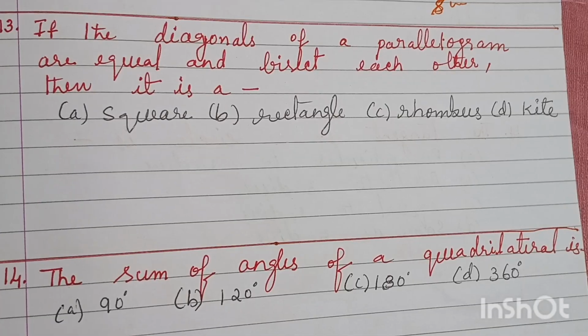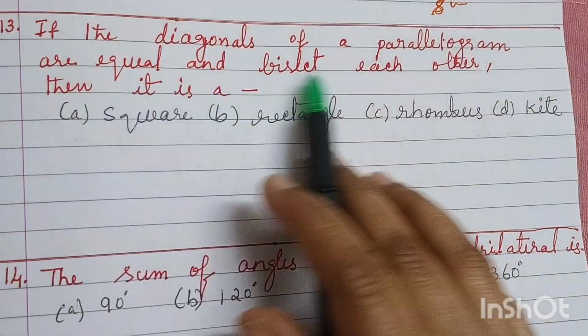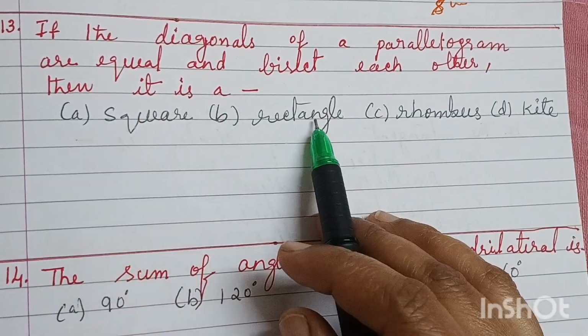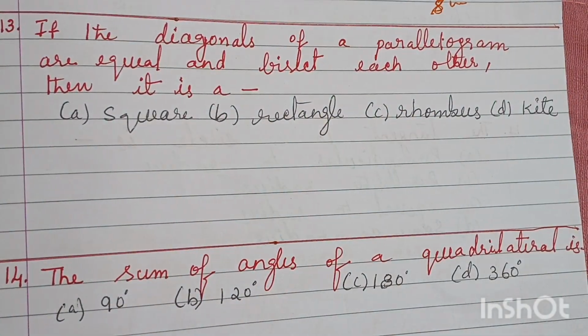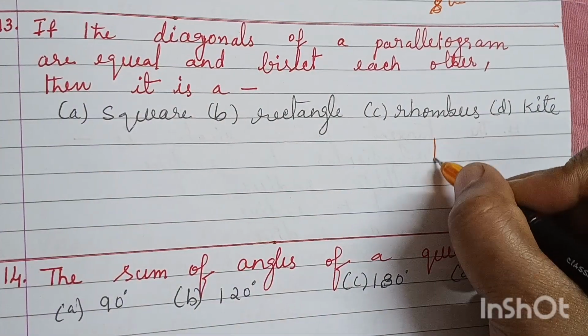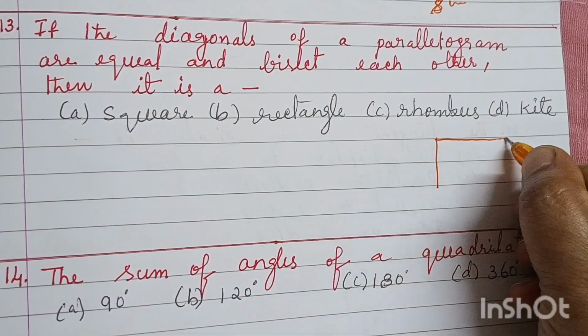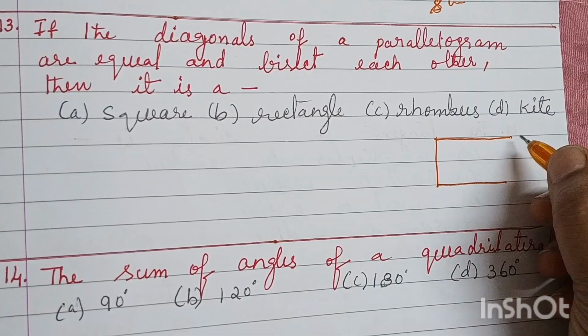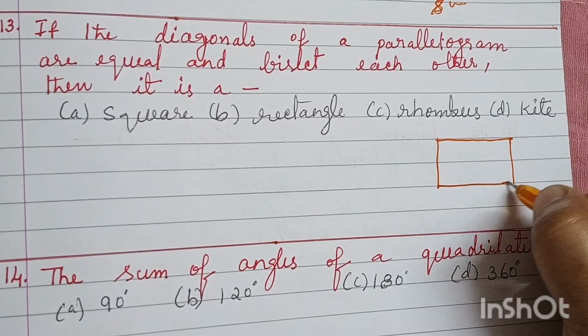Next question पे आते हैं. If the diagonals of a parallelogram are equal and bisect each other, then it is a dash. So it is a rectangle. Square पे भी हमको diagonal equal रहता है, लेकिन bisect right angle पे नहीं होता. So it is a rectangle.